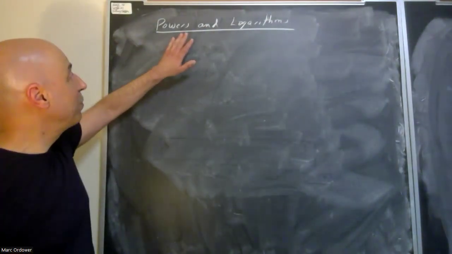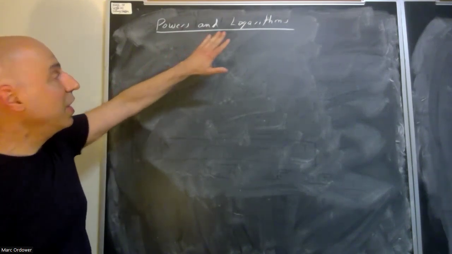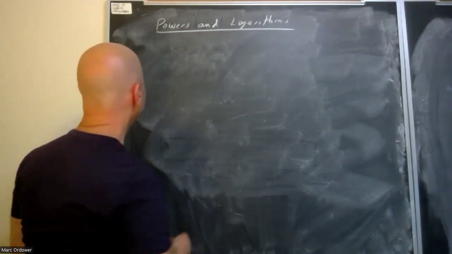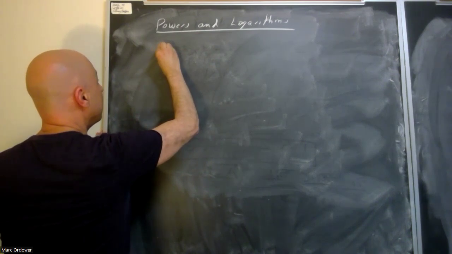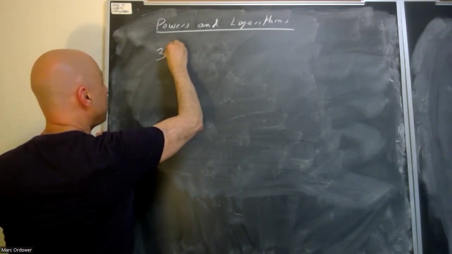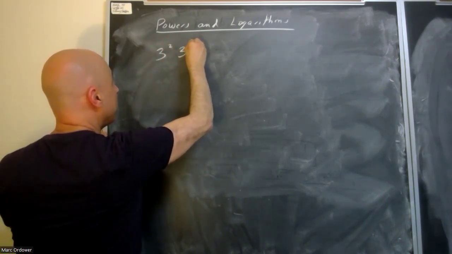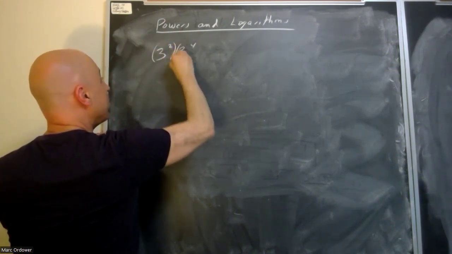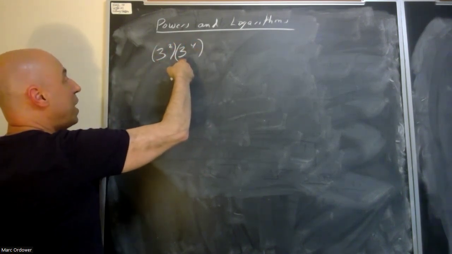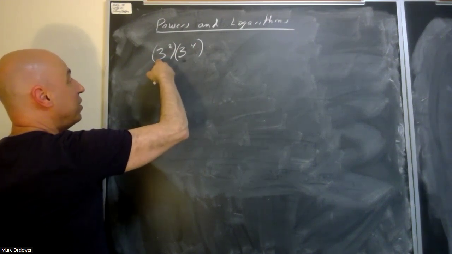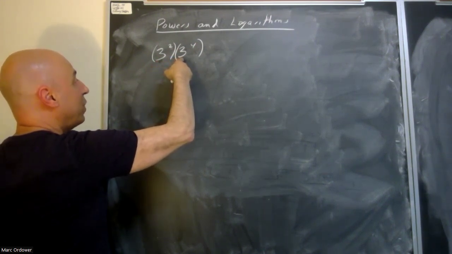Let's take a look at some simple properties of powers and logarithms. So let's start with something like this. If I have 3 squared times 3 to the 4th, I have the product of two powers with the same base. We have a 3 here and a 3 here.